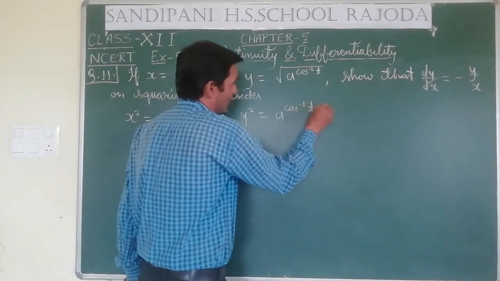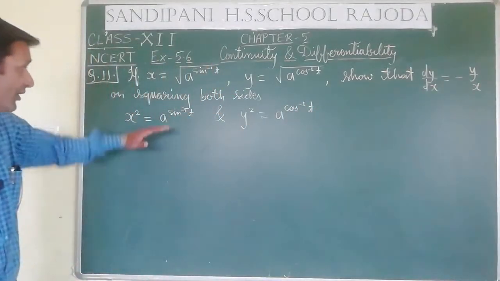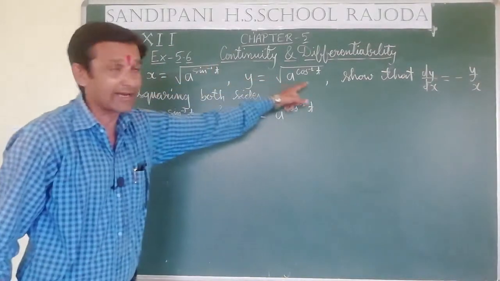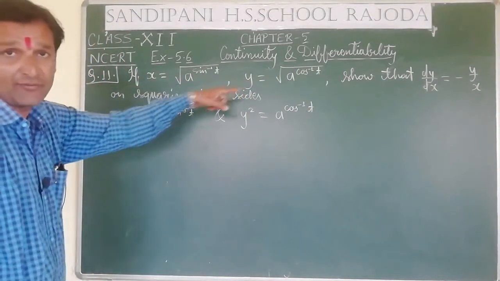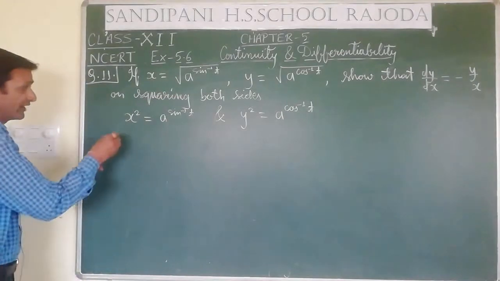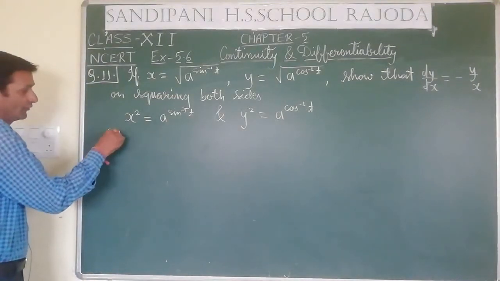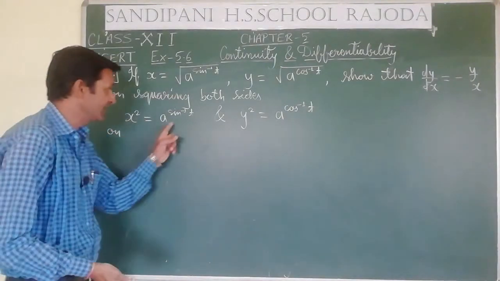Why have we done so? Because we have done this for eliminating this root first of all. So on squaring, this root will be eliminated from both the parts. Now we can take log here. So why are we taking log? Because it is in the exponent form.